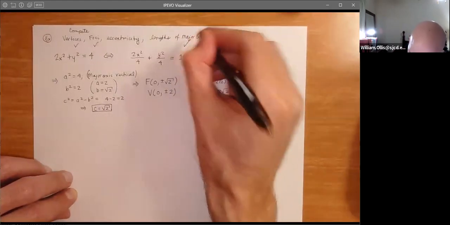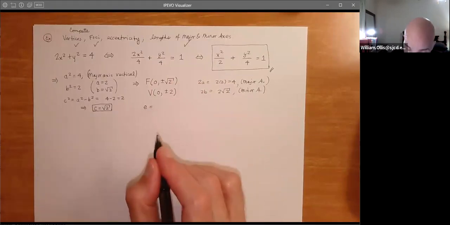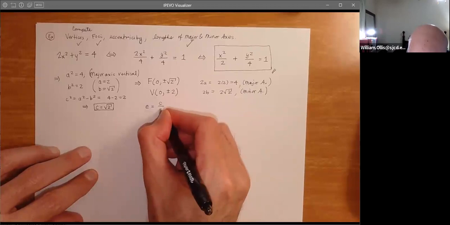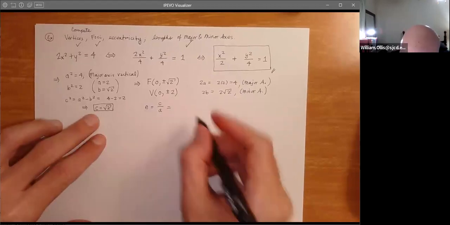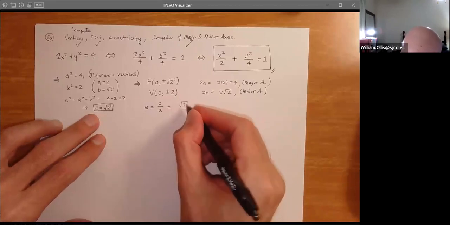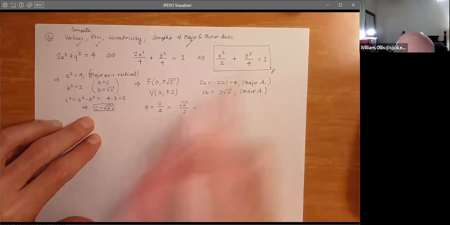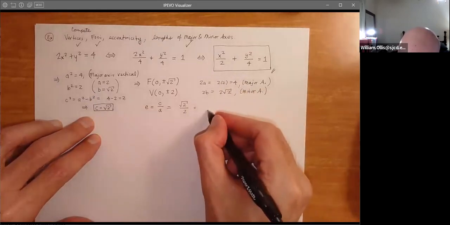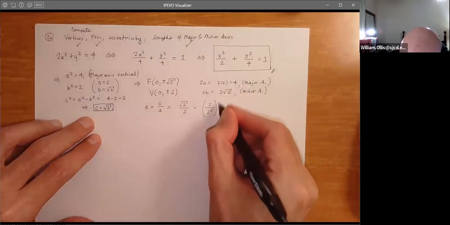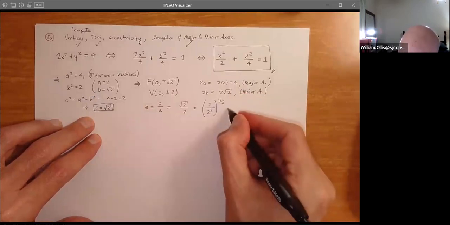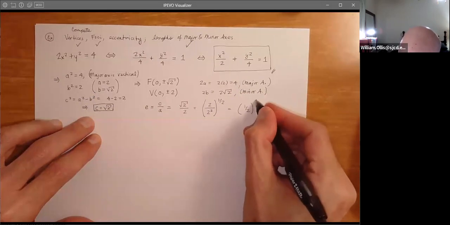So we got that, and we just need the eccentricity. e will be c over a. Always remember a squared minus b squared. And so we've got c, which is root 2, over a, which is 2. So we could write this, if you like, as 2 to the 1/2 over 2. Just square that, and that'll just be what? 1/2 square root.